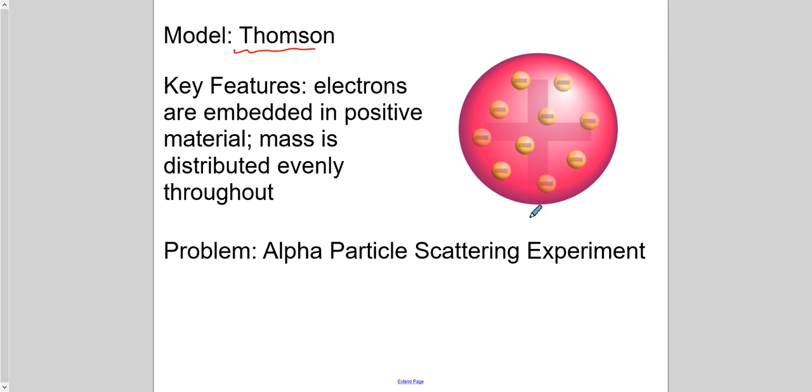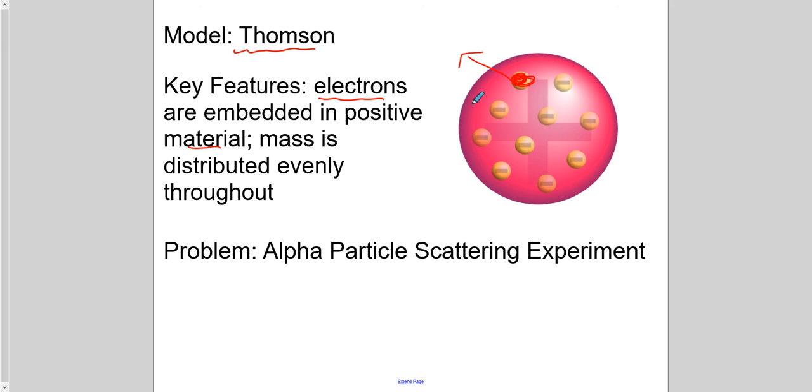Here's a picture that can give you an idea of what it would be like. You have these electrons that are embedded in positive material. So now the cathode ray tube experiment kind of makes sense, because you can take one of these things and strip it off fairly easily, just like taking the plums out of the pudding. And then the rest of the mass is evenly distributed throughout.